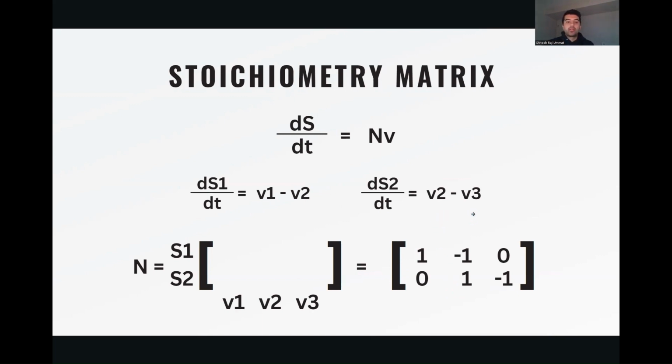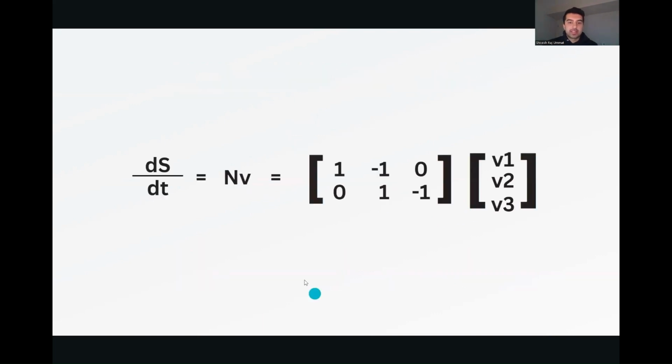So if we write it out fully, now we can see that all of this information is encoded on the right side of the equation here. And if we were to do matrix multiplication, we'll get the rate of change for each species in terms of the different rates of reaction. And this way we can represent them all very concisely.